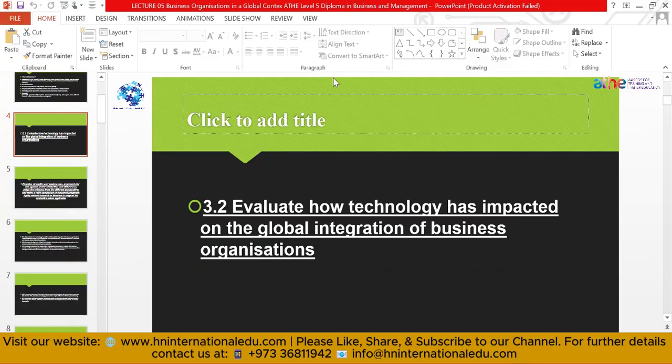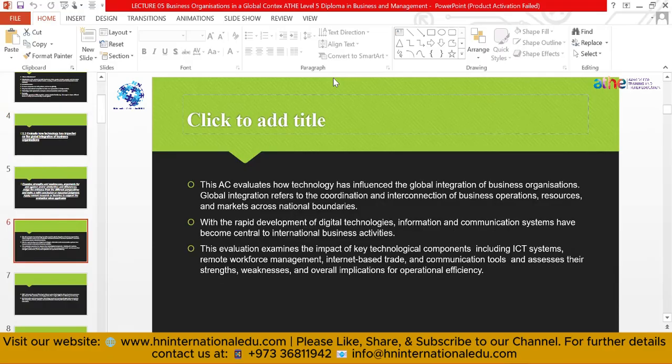Apart from this, the question is that tech has an impact on global integration. Integration is what? Again, the globalization of the business organization. How we are sitting in different countries, but the organizations are connected to one another. This assessment criteria evaluates how technology has influenced the global integration of business organizations. Global integration refers to the coordination and interconnection of business operations, even the functions, departments as well, resources, and markets across national boundaries.